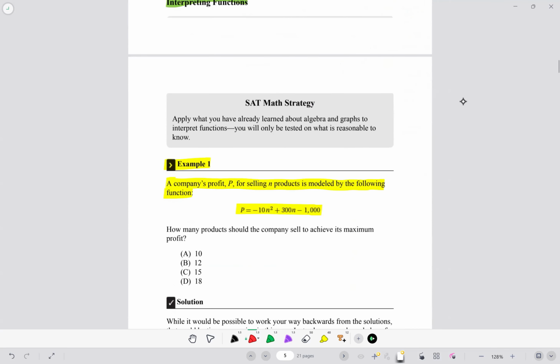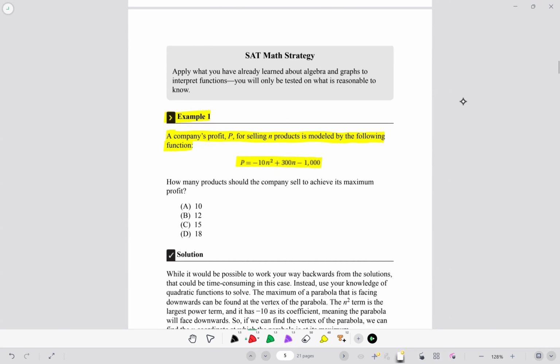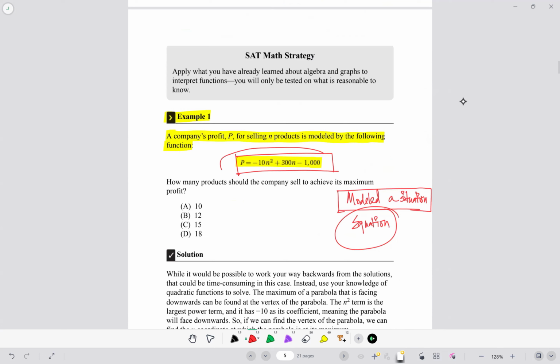So here they have modeled a situation, and after the modeling, we get an equation. We know that modeling is made by producing an equation, because modeling is nothing but producing an equation.